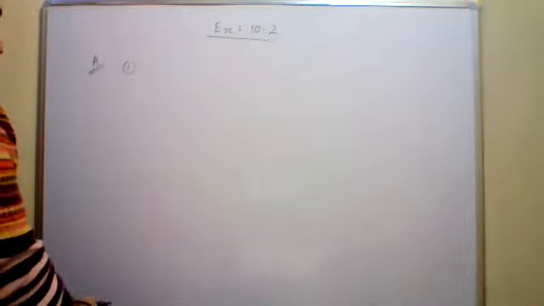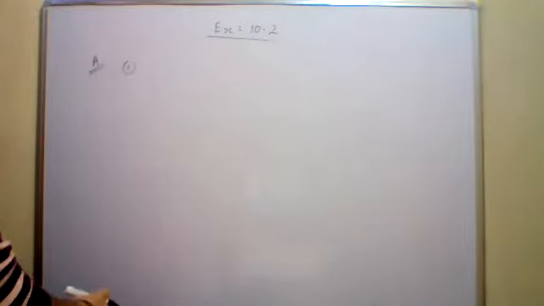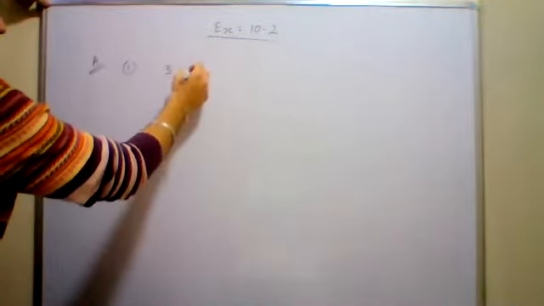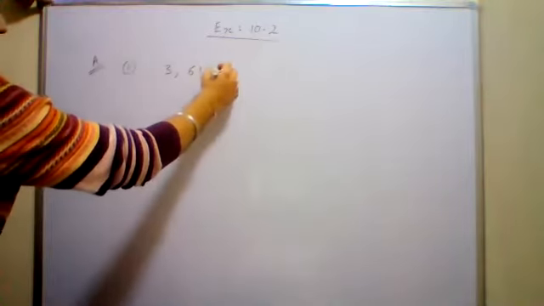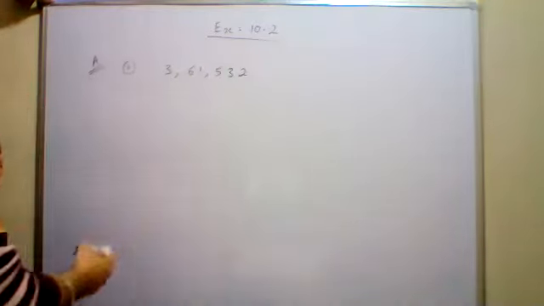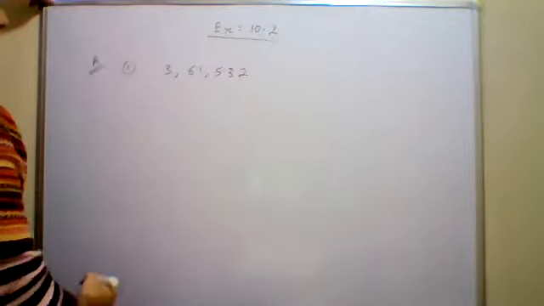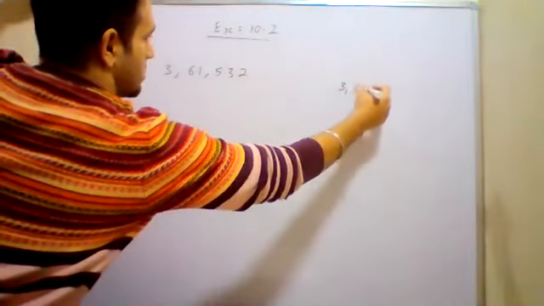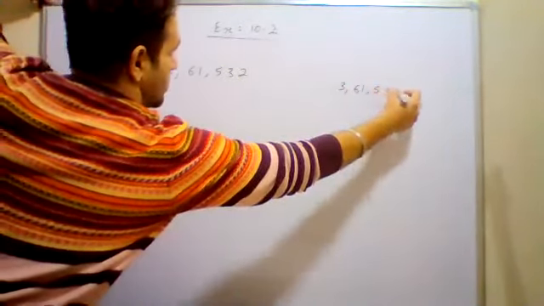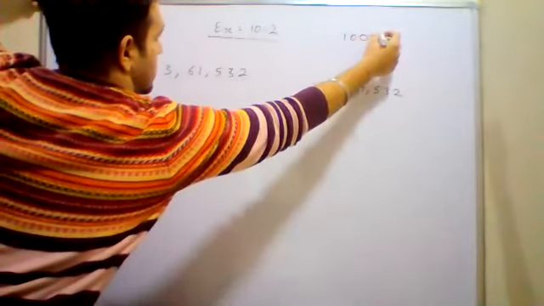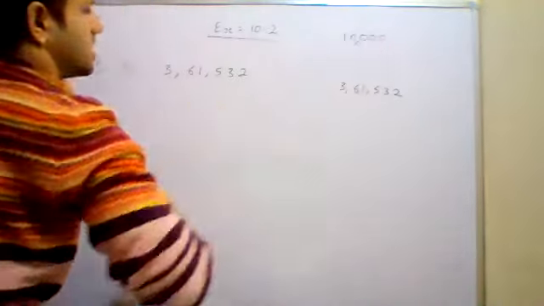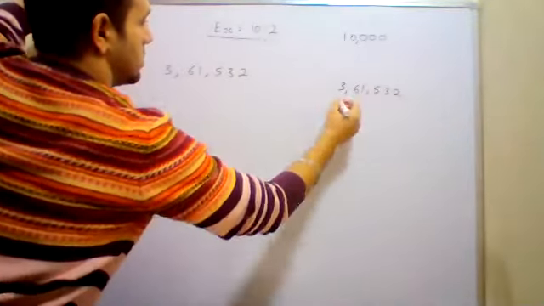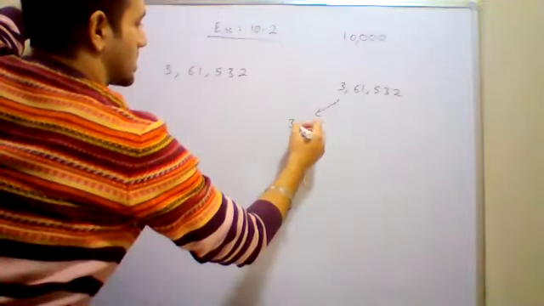Round off to nearest 10,000. You have to round off the number up to nearest 10,000. So let us take the first one. This is 3,61,532. You have to round off to the nearest 10,000. How many zeros are there in 10,000? There are 4 zeros in 10,000. So in this number, there should be 4 zeros. So it could be either 3,60,000.